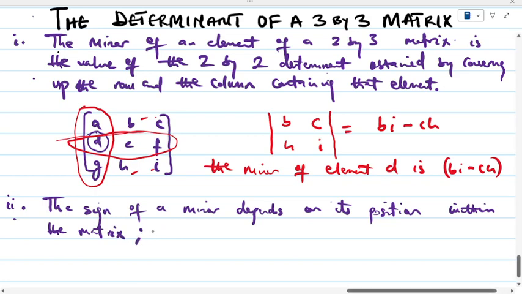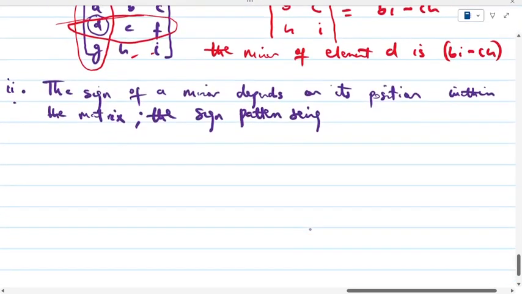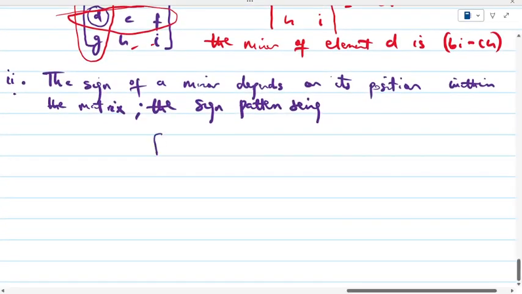So for a 3 by 3 matrix, we have plus minus plus, minus plus minus, plus minus plus. So that is the sign pattern. You have to take note of this. Very easy. Plus minus plus minus plus minus plus minus plus.